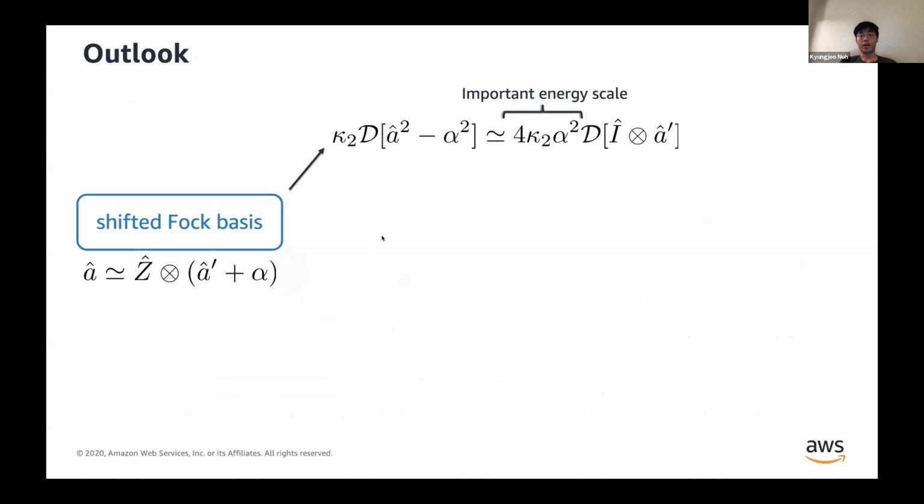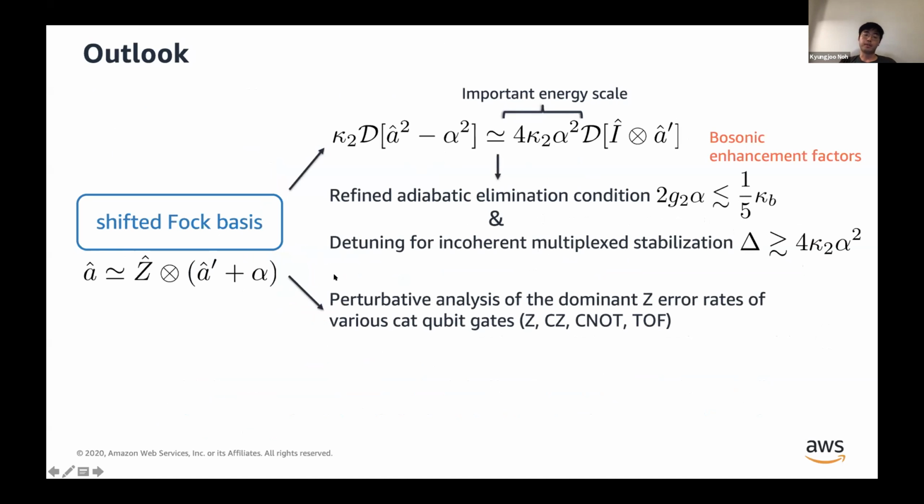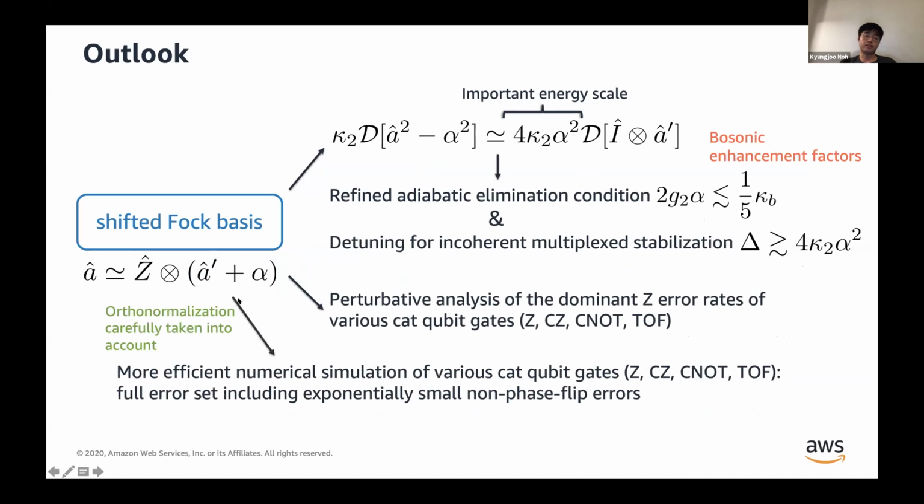So with that, I'm going to briefly outline how the shifted Fock basis has been useful. It's useful for understanding the relevant energy scale. It gives us the refined adiabatic elimination condition, and it also tells us how large the detuning has to be for us to have the desired multiphoton stabilization. We can have a pretty simple understanding of how the gates are performed and how the errors emerge. And we can also use this as an efficient numerical tool to understand these various important CNOT gates for cat qubit gates. So with that, I'll stop here, and I thank you for your attention.